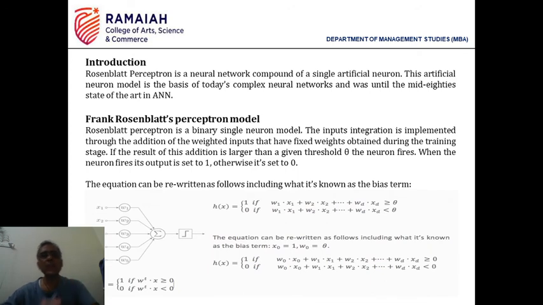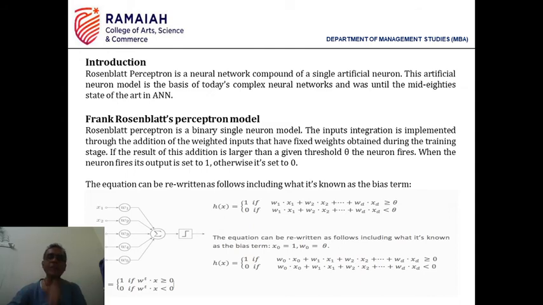Now let's look at the Rosenblatt perceptron. The Rosenblatt perceptron is a neural network composed of a single artificial neuron. This artificial neuron model is the basis of today's connectionist neural networks and was, until the mid-80s, state of the art in artificial neural networks. The Rosenblatt perceptron model is a binary single neuron model. The input integration is implemented through the addition of weighted inputs; the weights are fixed and obtained during the training stage. If the result of this addition is larger than the given threshold theta, the neuron fires. When the neuron fires, the output is set to 1, otherwise it is set to 0.